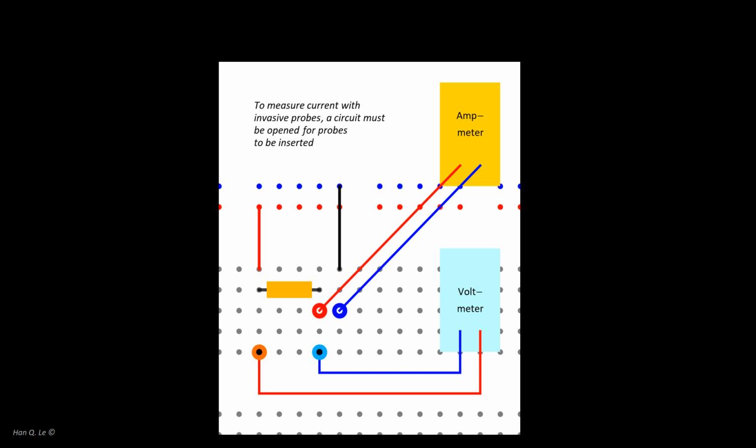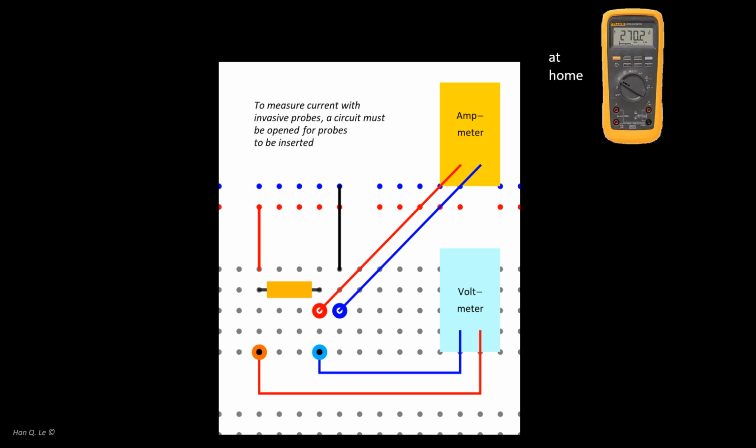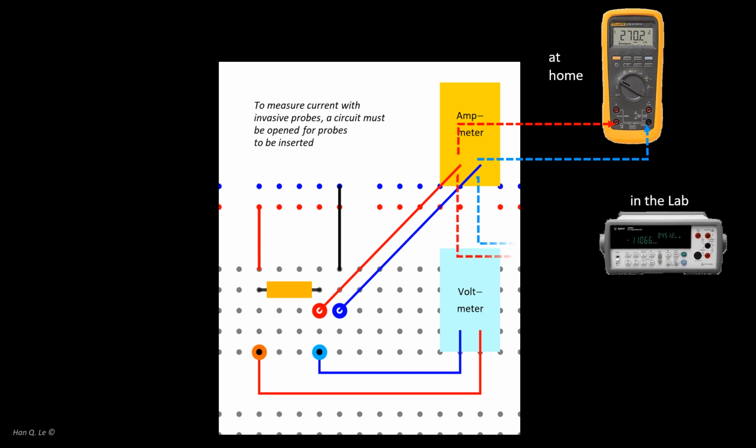There are 2 options for current measurement instruments. If you are at home, use the home-based multimeter. One probe should be plugged in the port labeled with milliamp, whether 200, 300, or whichever on your meter. Do not use the port labeled with unit in amp. The other probe should be plugged in the port labeled COM. In the lab, use the Agilent multimeter with the same considerations of port labels.